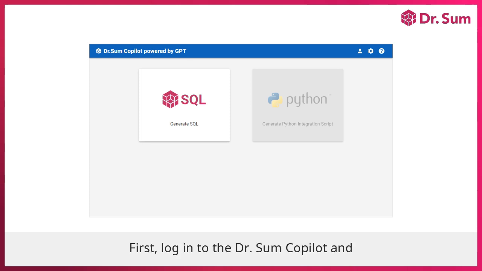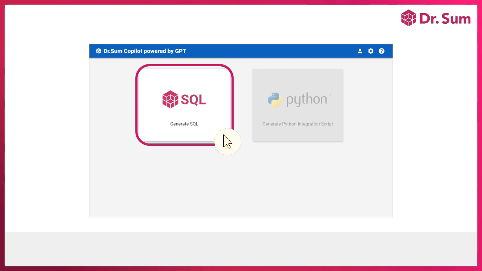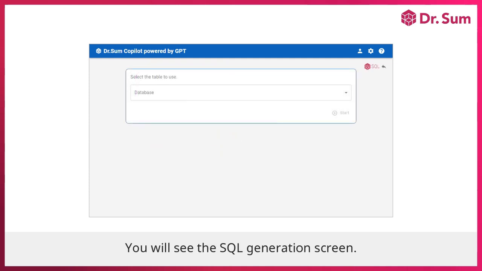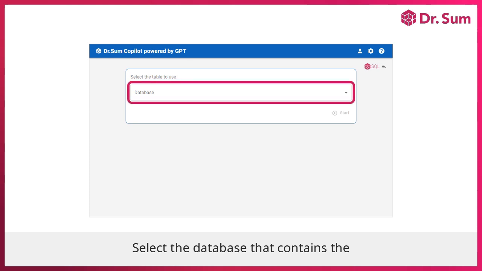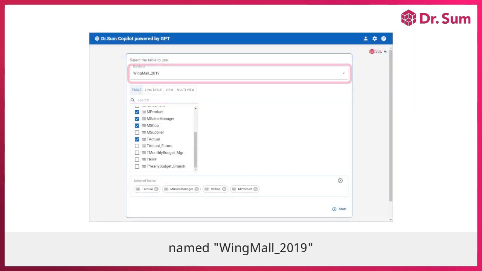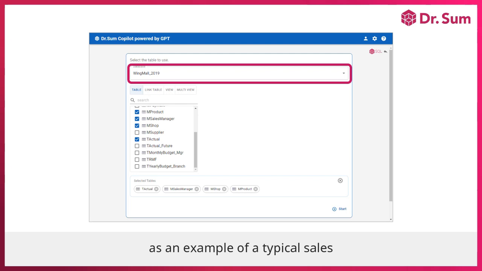First, log into the Dr.Sum Copilot and click on Generate SQL. You will see the SQL generation screen. Select the database that contains the target tables to be joined with SQL in the database drop-down list. In this video, we will use the database named wingmall_2019 as an example of a typical sales database.